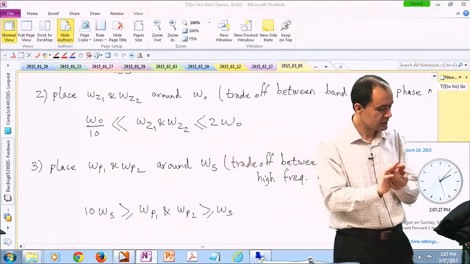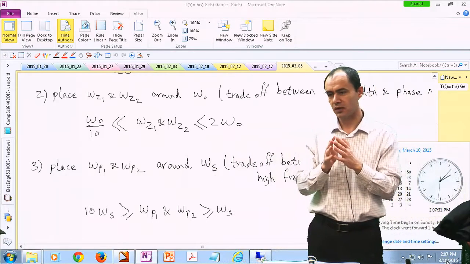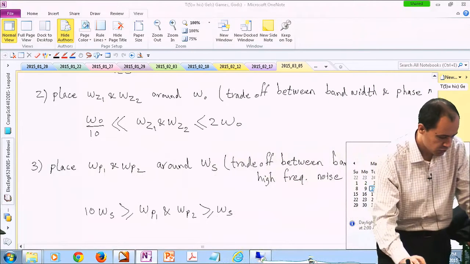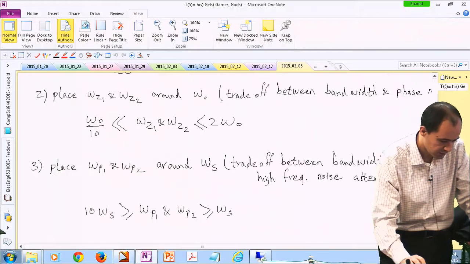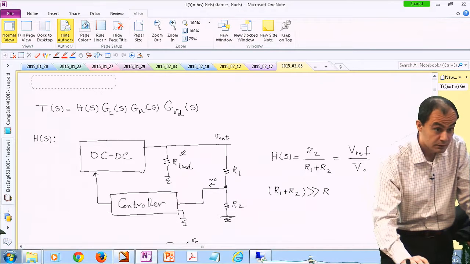So what we did last time, we were kind of in the middle of the design procedure for the compensation network. What we have done so far is we looked at the loop gain, which is this transfer function up here.